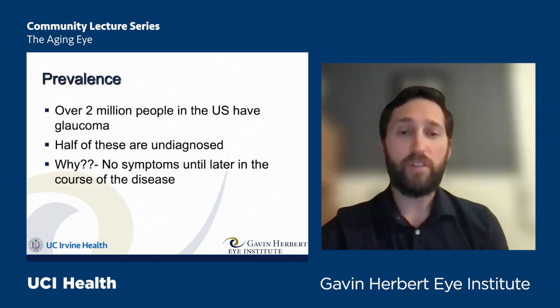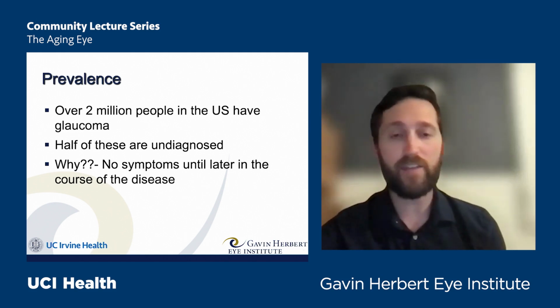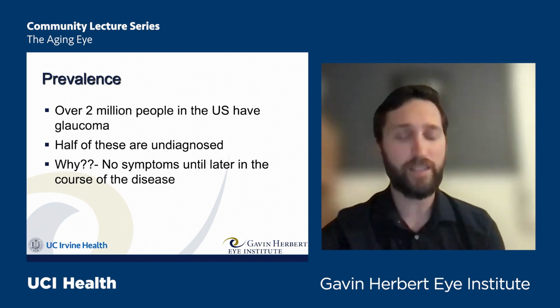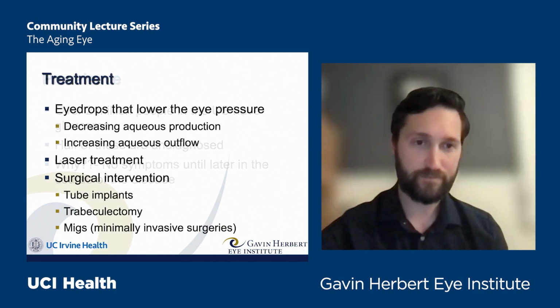Over 2 million people in the United States have glaucoma, and half of these are undiagnosed. The reason is what I just suggested: there are no symptoms until very late in the course of the disease. And so this is something that's important to get checked on an annual exam and make sure that everything looks okay. Okay, go to the next slide.